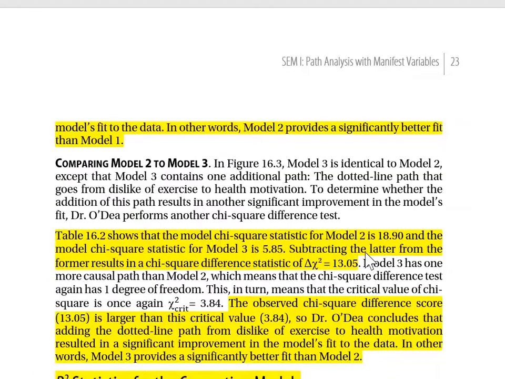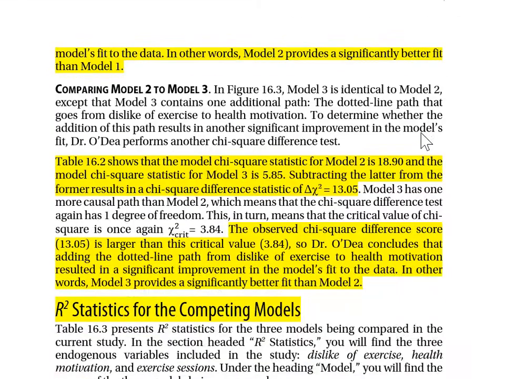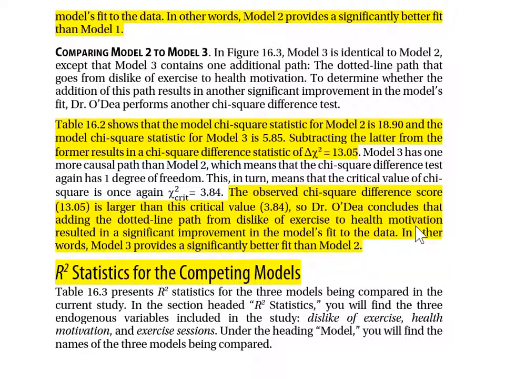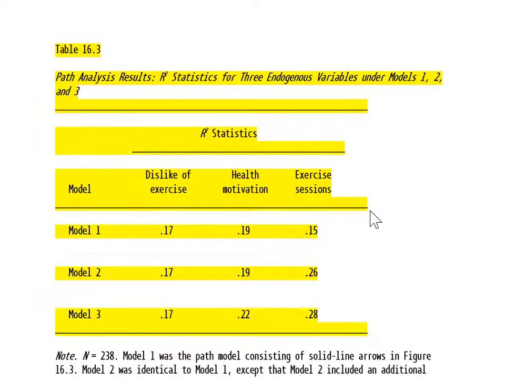Let's verify. No, that is not page 25. It's page 23. My page numbers are off a little bit. Page 23, toward the bottom, R-squared statistics for competing models. The real material begins on the next page.